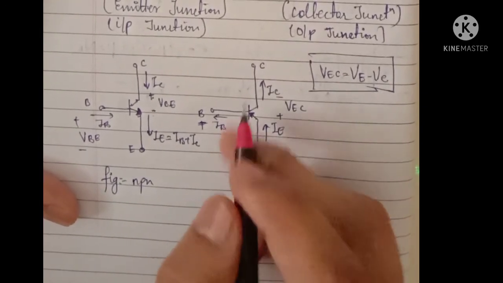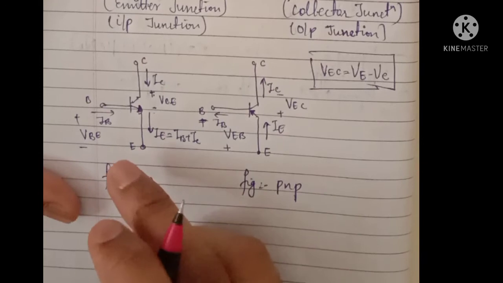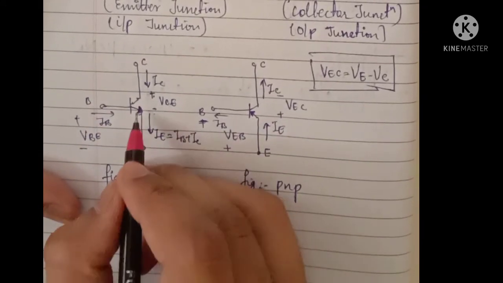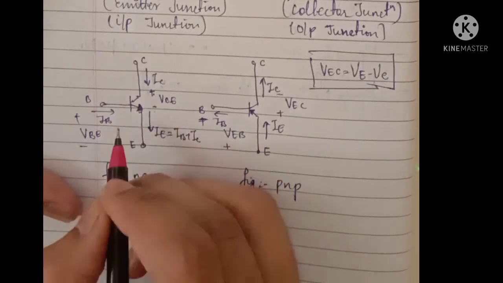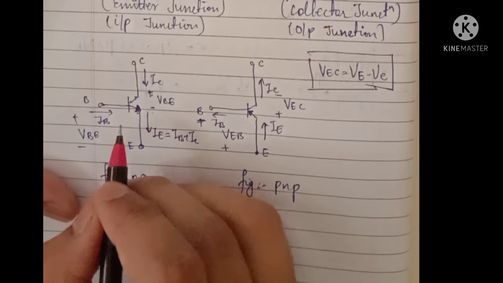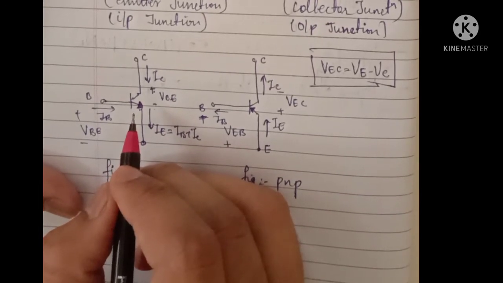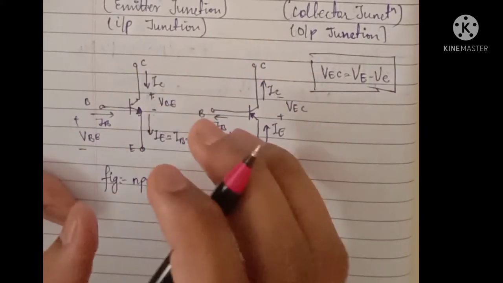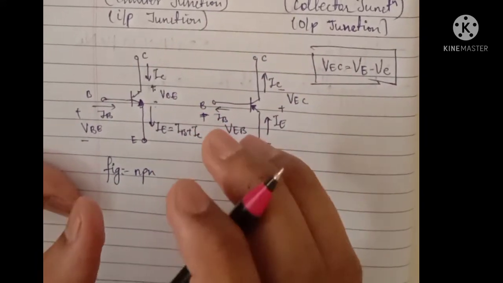So this is the symbol for the NPN transistor and PNP. Always look at the notation of the emitter, how the current is moving inside or outside. From there you come to know whether this is an NPN transistor or a PNP transistor. So this is the whole picture of the basics of the transistor. Now let's discuss different applications of transistor.